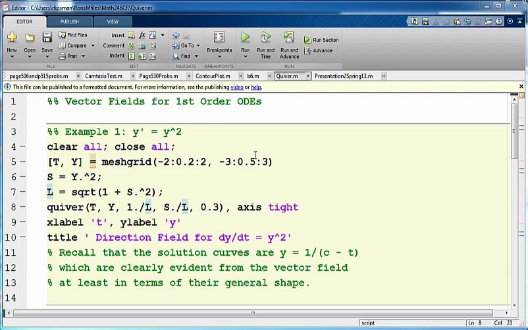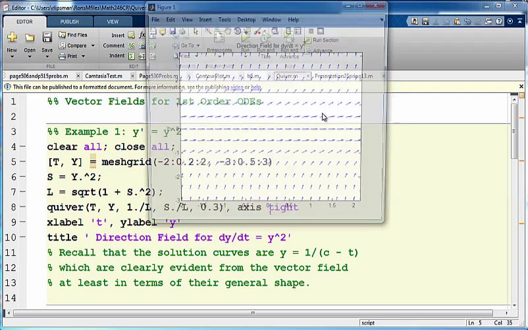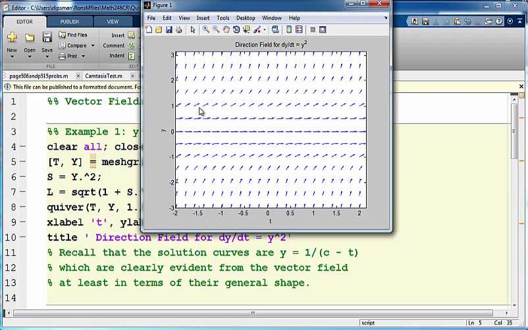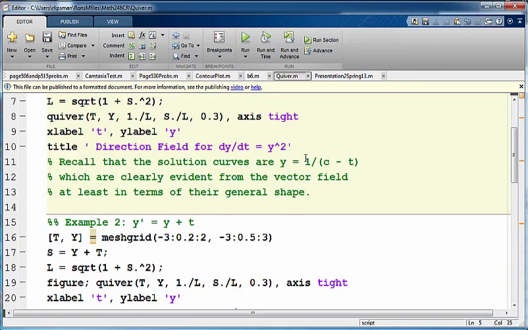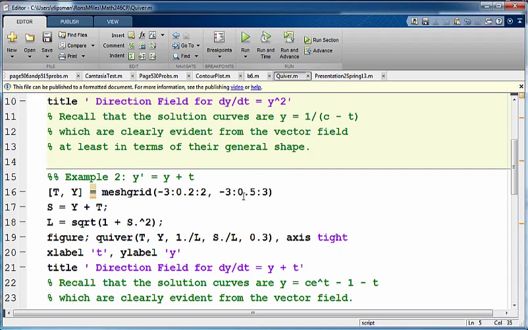So let's evaluate that. And there's our vector field, very similar to what I drew by hand. As I say here, recall that the solution curves are y equal 1 over c minus t. That's clearly evident from the vector field, at least in terms of the general nature or the general shape. Okay, so that's our first example. Let's now look at the second example.